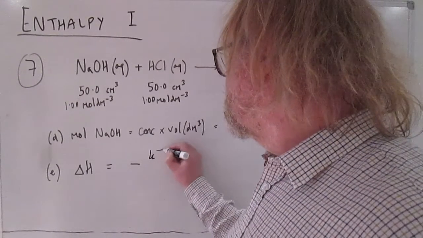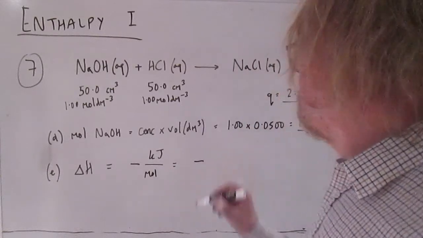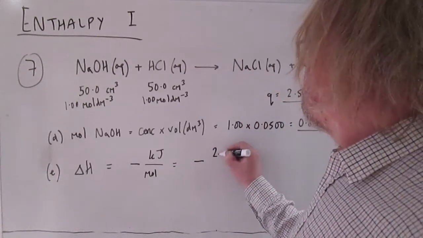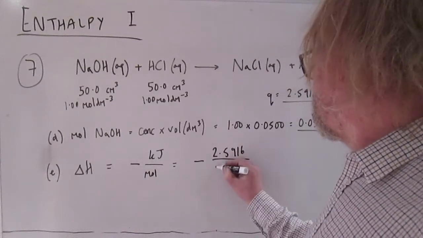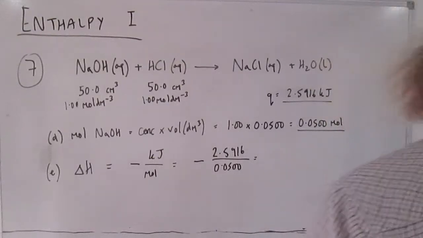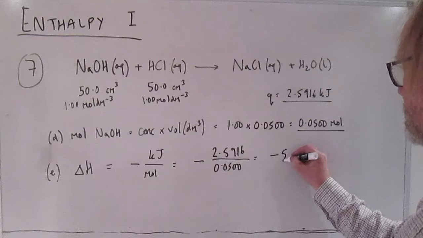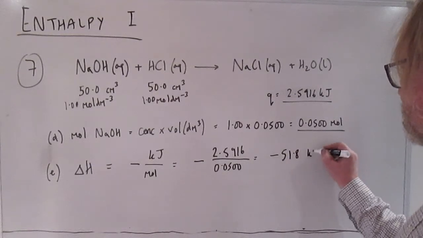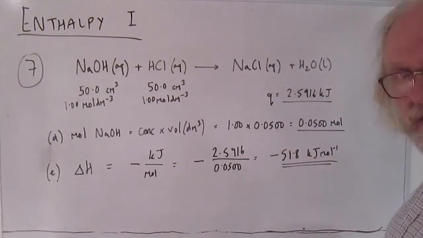The kilojoules divided by the moles, which is minus 2.5916 divided by 0.0500, which comes to minus 51.8 kilojoules per mole is your answer for delta H.